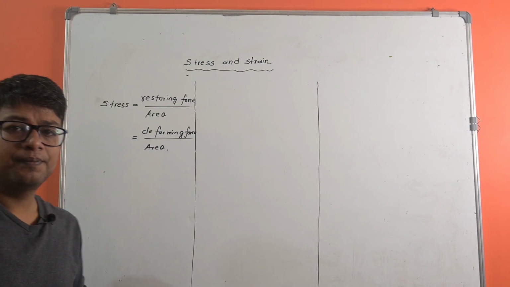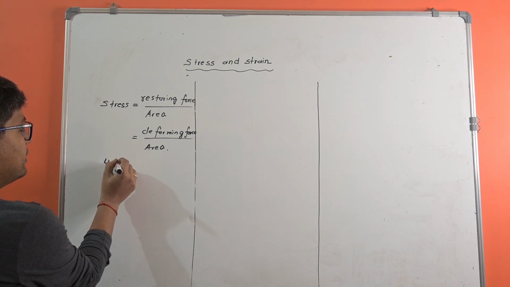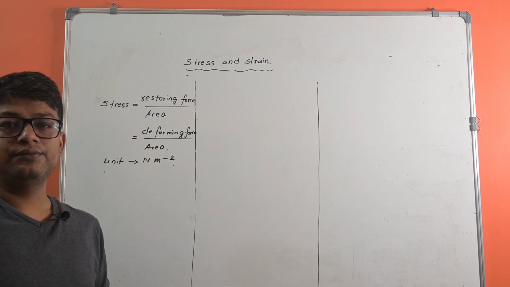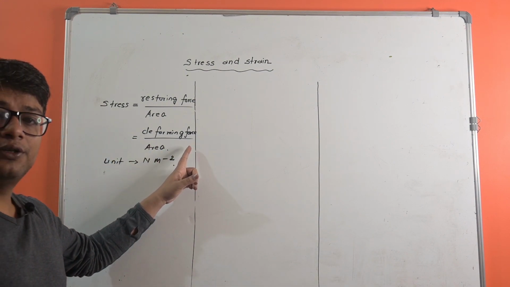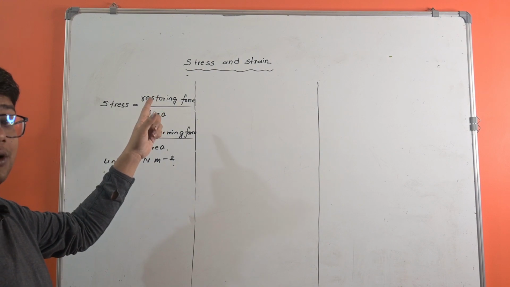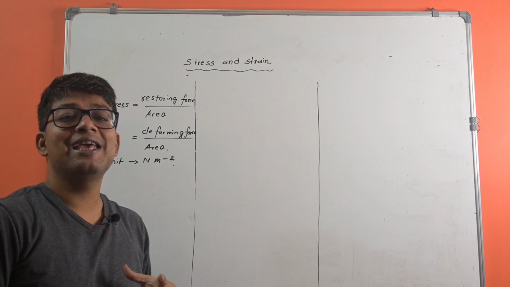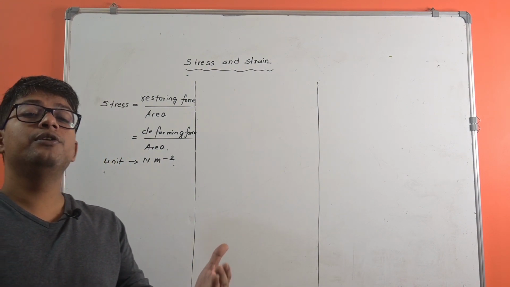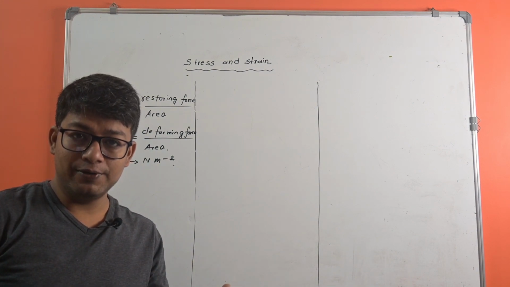It's very simple. Right? What is the unit of stress? The unit of stress is Newton per meter square. I want you to remember, this is how we measure the stress. But that is what stress actually is: restoring force divided by area. Area of the surface over which the deforming force was applied, or the restoring force was developed.